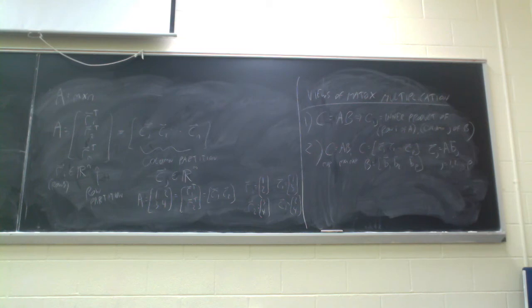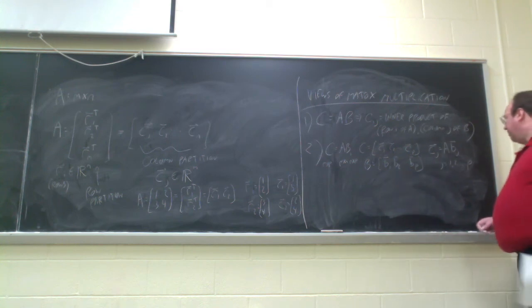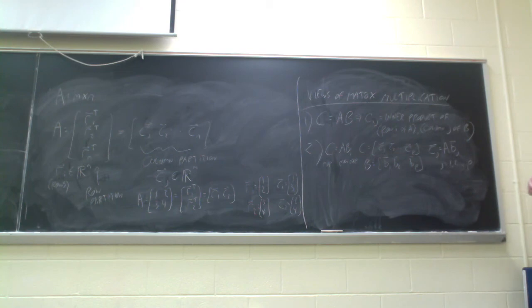Let's see. You could also make a similar connection between the rows of C and the rows of A, where you're taking a row of A, like Ri transpose, times B. But normally this relationship is more useful to us.